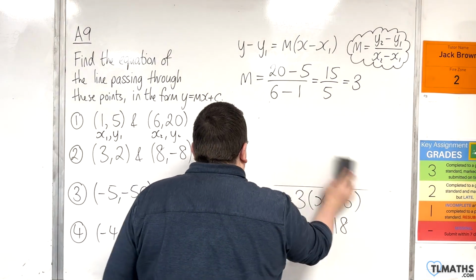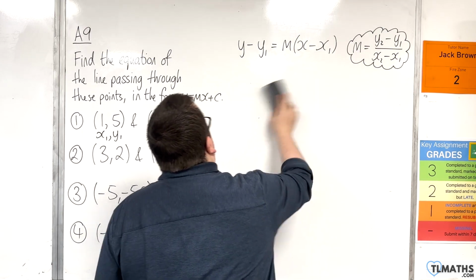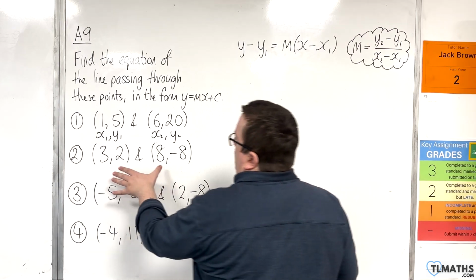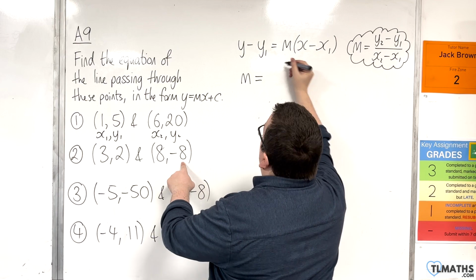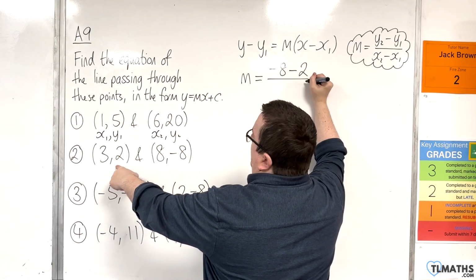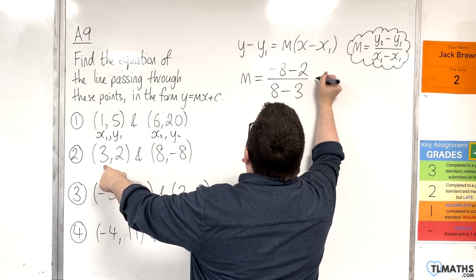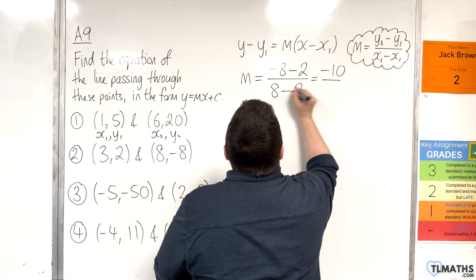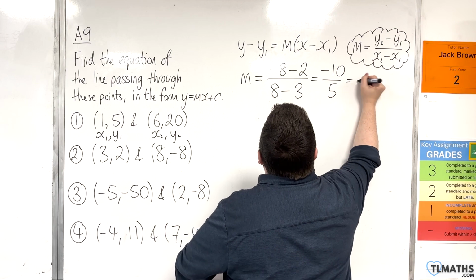Okay, let's try question number 2. First of all, let's work out the gradient. So y2 minus y1 over x2 take away x1. Minus 8 take away 2 is minus 10. 8 take away 3 is 5. Minus 10 divided by 5 is minus 2.